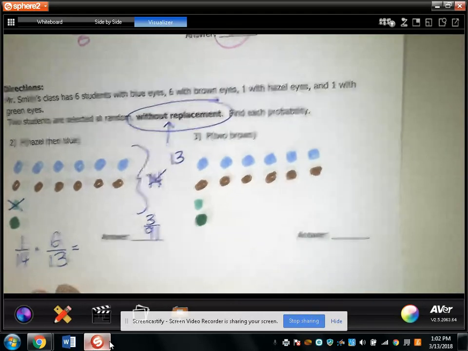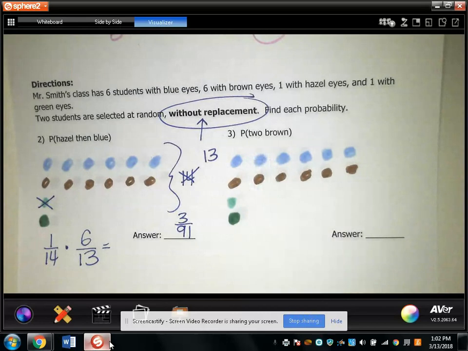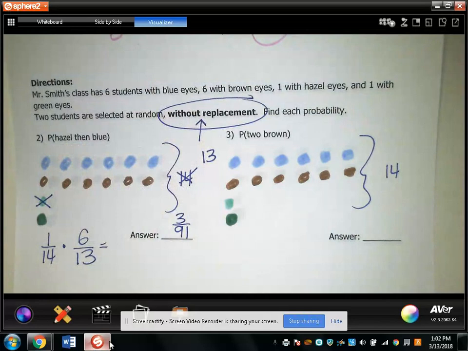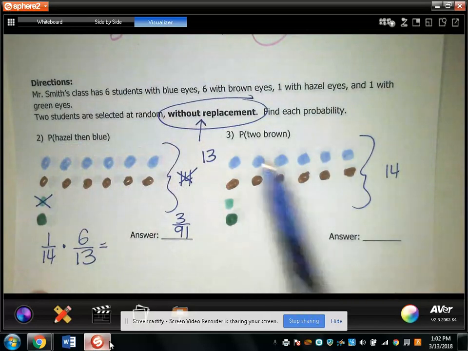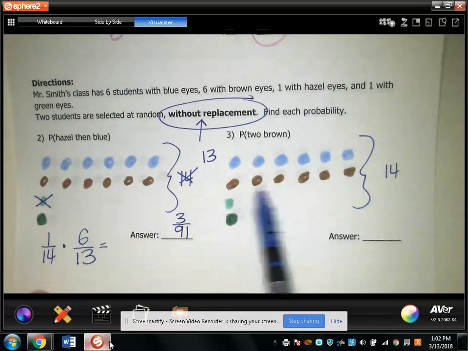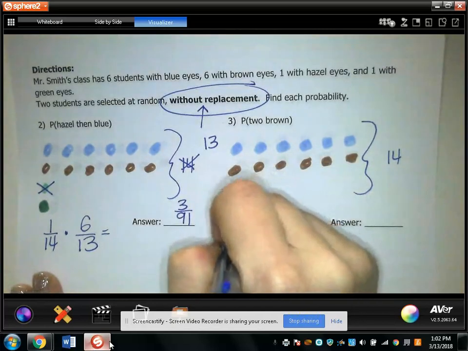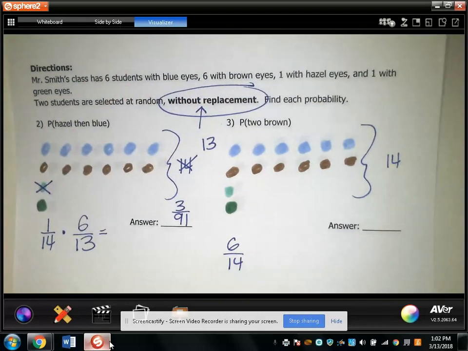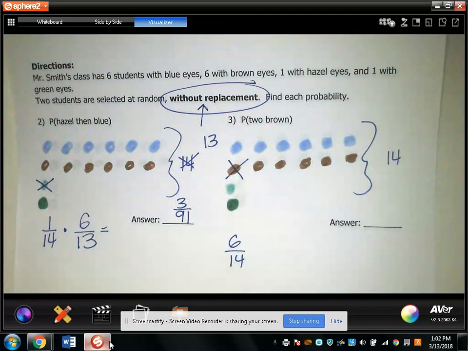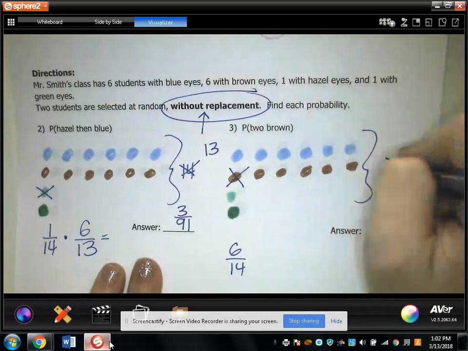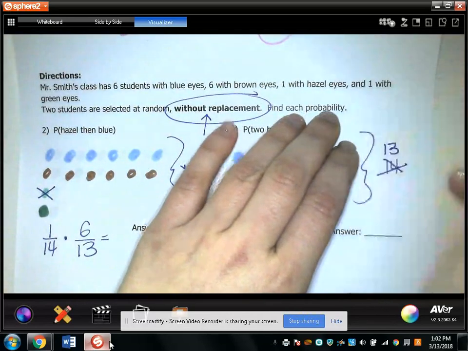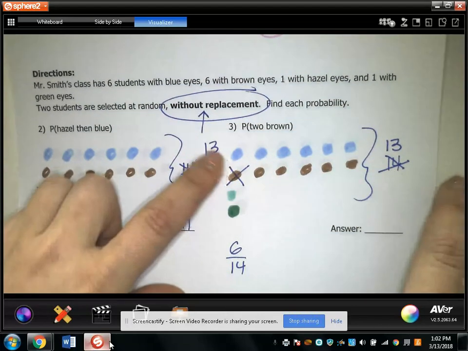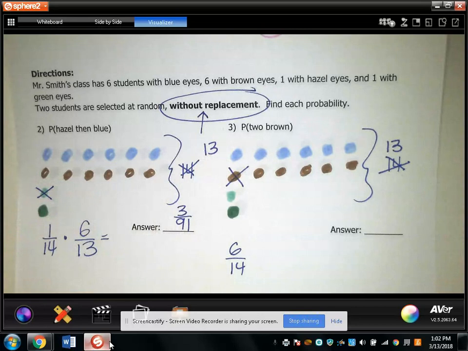All right. What is the probability of choosing 2 students with brown eyes? So I'm resetting the problem. There's 14 students. I'm going to pick the first student. What's the probability they have brown eyes? 6 out of 14. Then I don't replace that student, which means that student is no longer in the room, which means that there's now 13 people to select from. See how the first choice affects the second choice? That's why it's a dependent probability.